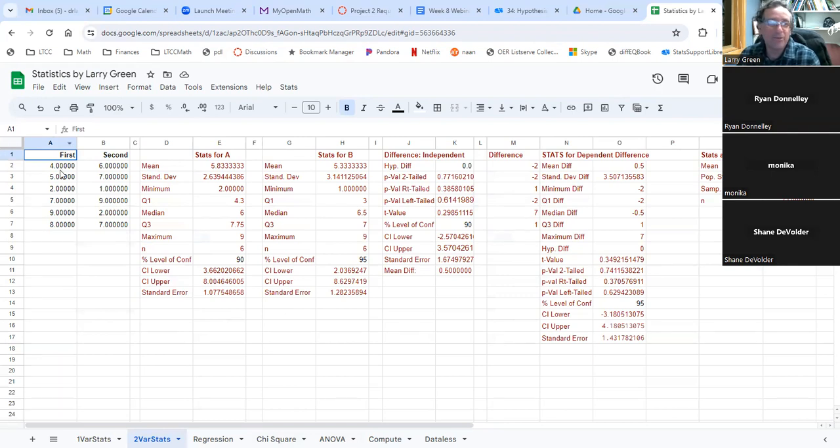And then you're going to put your data values for the first thing, your data values for the second thing in A and B. Any questions on that idea? Is that clear? All right, then you're going to move your eyeball a bit, and either you're going to go to this J and K, which is difference independent, or you can go to N and O, which is stats for dependent difference. And that really is going to depend on your survey, but you need to do the right one, depending on whether you're using independent or dependent data. Is that clear?